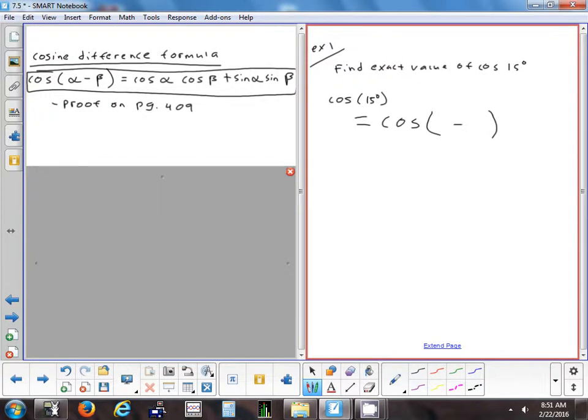So the trick here to figure this out is to rewrite cosine 15 as a difference. Write 15 as a difference of 2 numbers. But the numbers that you pick have to be multiples of 30 and 45. So for example, don't do 17 minus 2. We don't know how to work with a 17-degree angle in our head. We don't know how to work with a 2-degree angle. So we got to pick numbers that are multiples of 45 and 30.